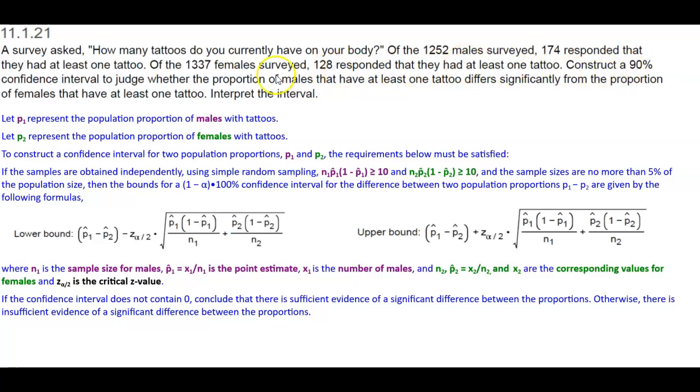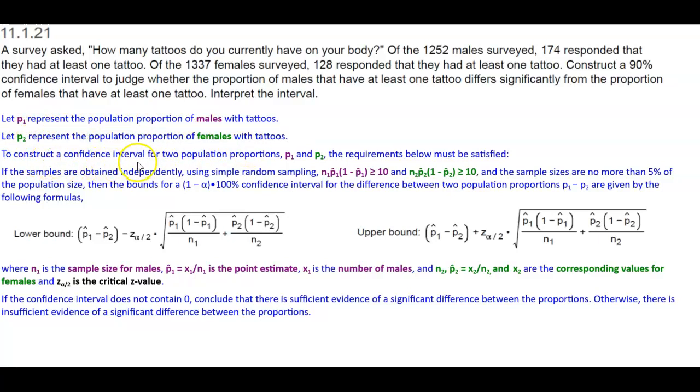We want to construct a 90% confidence interval to judge whether the proportion of males that have at least one tattoo differs significantly from the proportion of females that have at least one tattoo. And then we're going to interpret the interval. First and foremost, we're going to let P1 represent the population proportion of males with tattoos. We're going to let P2 represent the population proportion of females with tattoos.